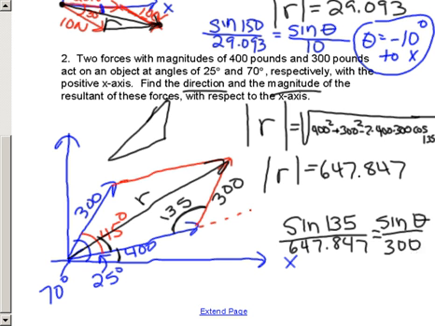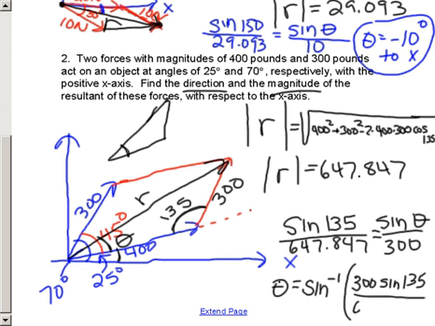And then you're trying to find this theta right here. So we're trying to find this angle, and that corresponds to 300, right? And that is across from 300, yes. So then you get theta is arc sine of 300 sine 135 over 647.847. So then you subtract it by 64700.